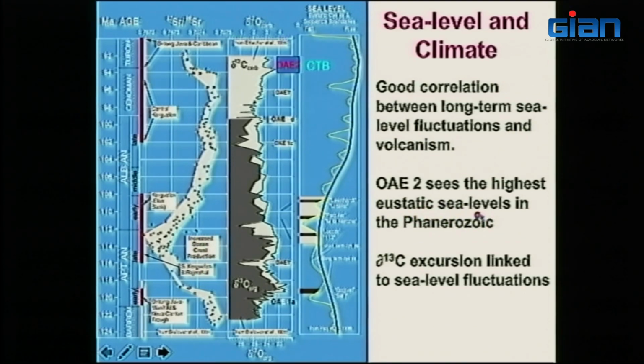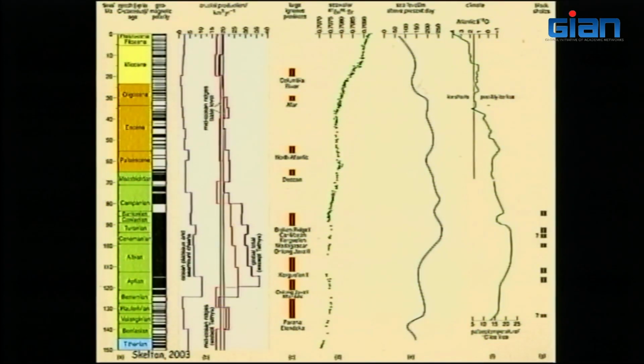And well, the Cenomanian-Turonian OAE2, Oceanic Anoxic Event 2, corresponds to the highest sea levels known in the Phanerozoic. And it seems that the fluctuation here of the delta C13 is quite linked to this sea level fluctuation. This is normal because the productivity seems to be linked to increasing volcanism and consequently to increasing sea level. So it's a little bit what you can see here.